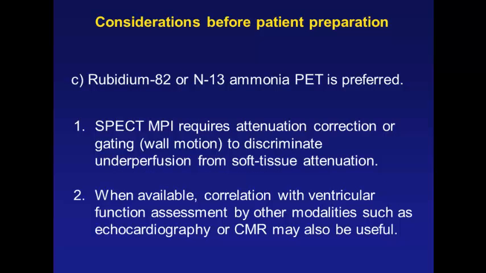Another issue is, what kind of perfusion test do I need? And I showed you one with ammonia, which is nice if you have a cyclotron. You could use rubidium if you have a generator. It is certainly superior if you use a PET perfusion. If, however, you don't have this opportunity, then you use SPECT perfusion imaging.